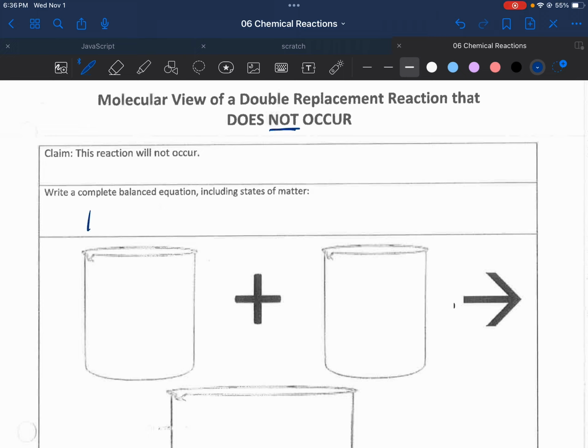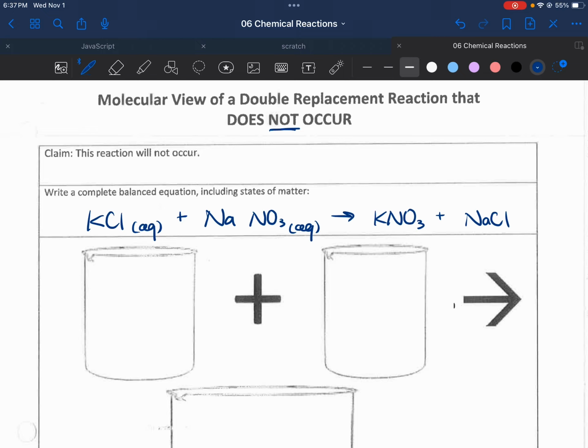Okay, so let's look at a double replacement reaction that actually does not occur. So we will start with KCl aqueous and NaNO3. This is also going to be an aqueous solution, right? And together they are forming KNO3 when I switch the 2 cations, and we also have NaCl.